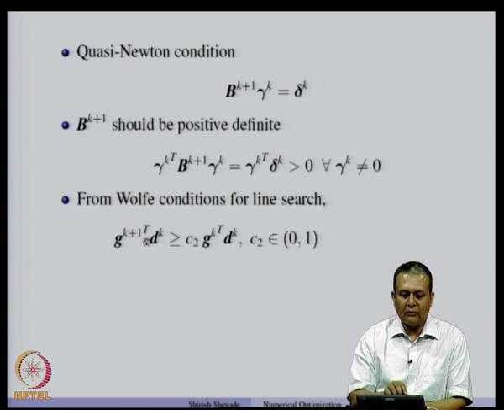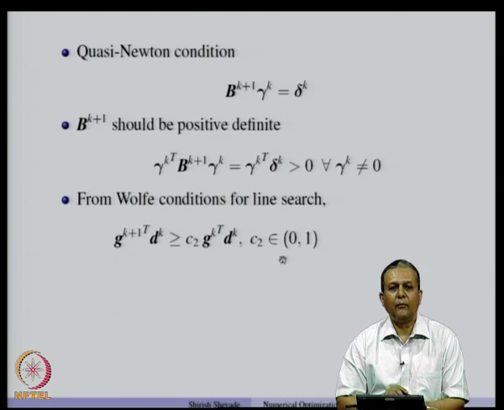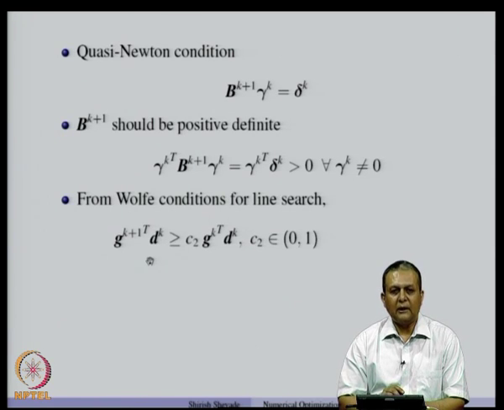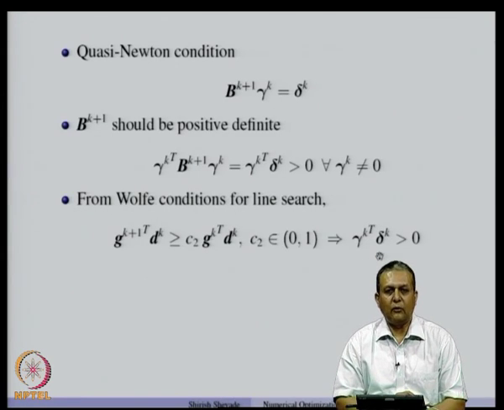So, what we get is Gk plus 1 transpose dk is greater than or equal to C2 Gk transpose dk, where C2 is a positive fraction. In fact, C2 should be in the interval C1 to 1, but here I have intentionally mentioned it to be 0 to 1 just to indicate that it is a positive fraction. And so, if you take the right hand side to the left side, what we get is (Gk plus 1 minus C2 Gk) transpose dk is greater than or equal to 0, or in other words, from this we get that gamma k transpose delta k is greater than 0.